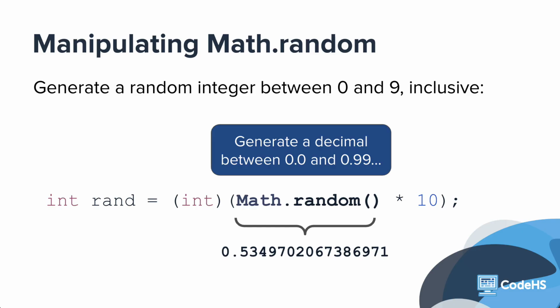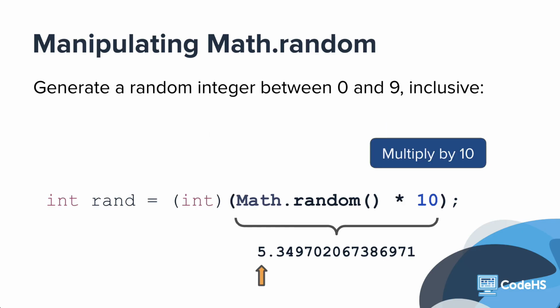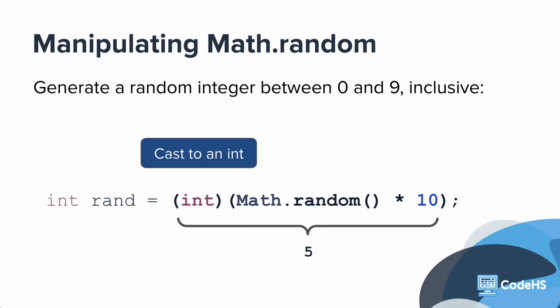The first step is to generate a decimal between 0 and 0.99. For this example, let's say the value is the one shown here. The next step is to multiply that decimal value by 10, moving the first decimal value into the ones digit. Finally, the number is cast to an int, which drops the remaining decimal values from the number, leaving you with a positive integer between 0 and 9 inclusive, and in this case, 5.